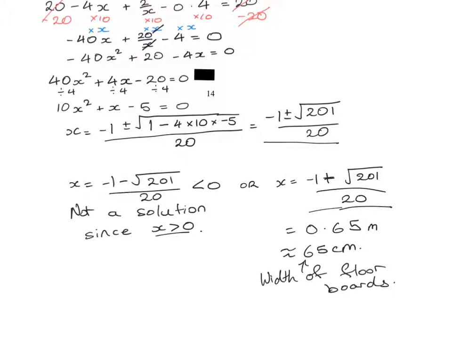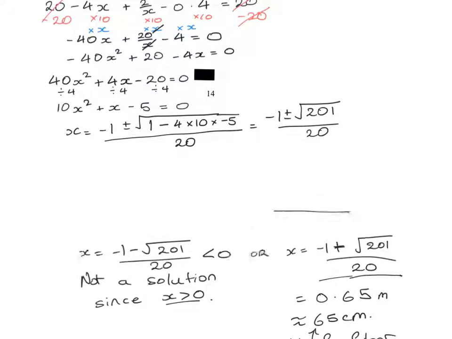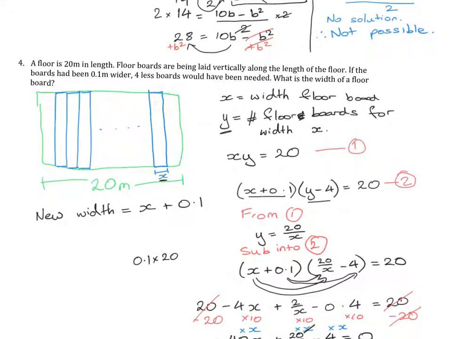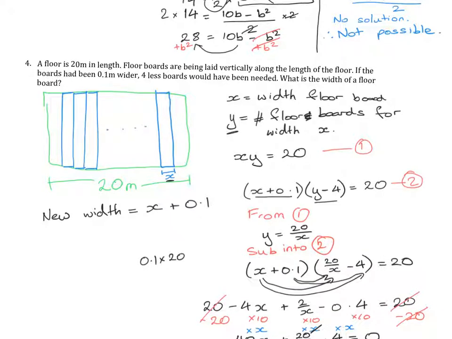Now this last one was definitely a tricky question. Okay, so don't feel bad if that was a little bit hard. Basically, the trick, first of all, the diagram was helpful. The first equation wasn't so bad because the number of floorboards times the width must equal the length of the floor, which is 20. And then you just had to think of the new one, which was a little bit more challenging. So the new width, find an expression for that, and the new length.